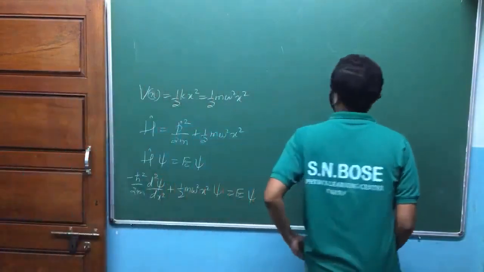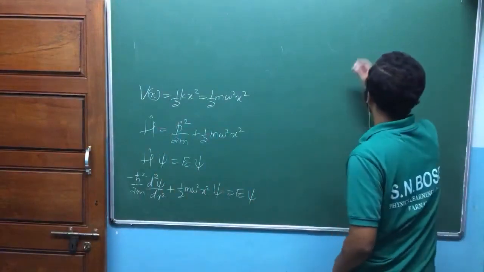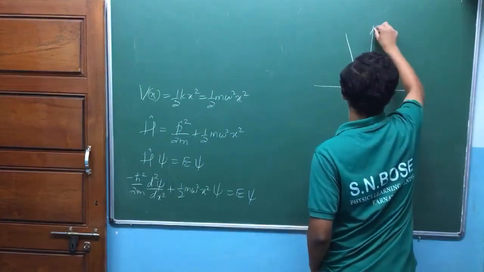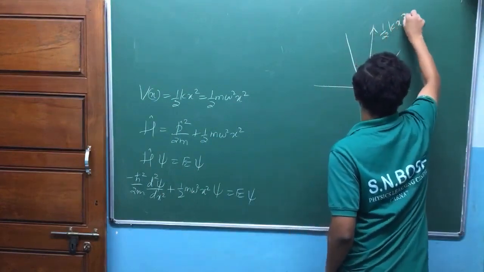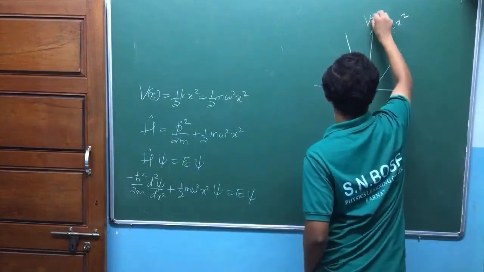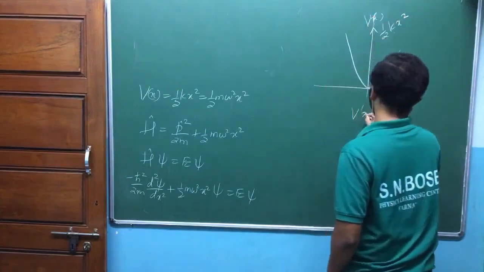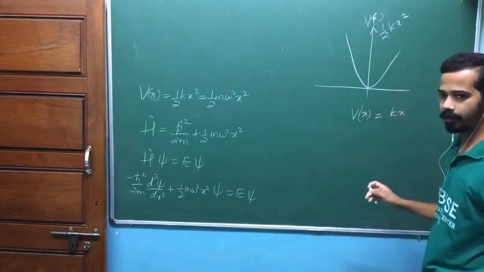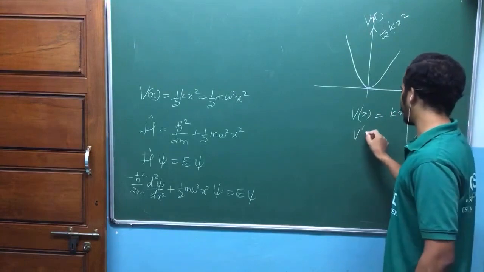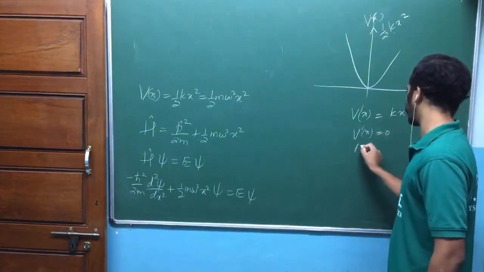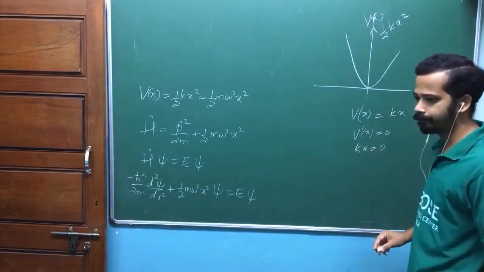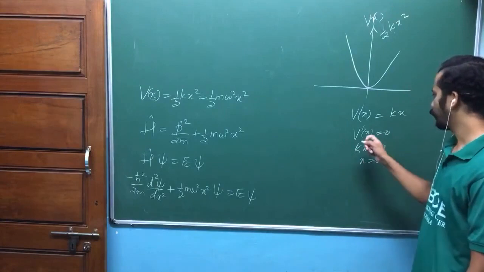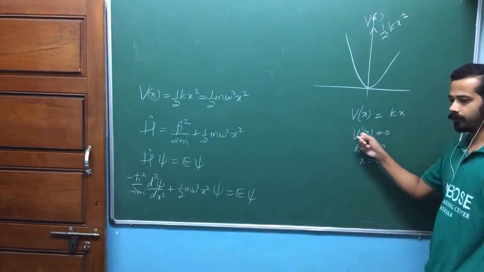Wait a second. He asked V double dash of 0. Am I right? Now suppose I take purely half k x square. You should have the idea of what the role of k is. This is V of x. Let me take V dash of x. What is V dash of x? k into x, am I right? So take the first derivative and equate it to 0. What is that? kx equal to 0. That means x equal to 0, which is a point where the first derivative equals 0.